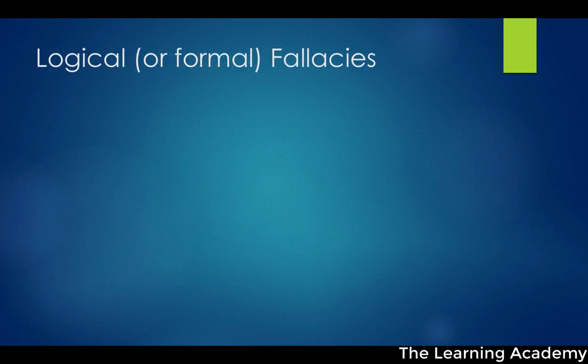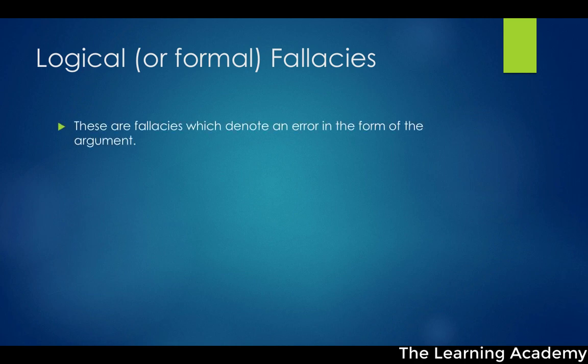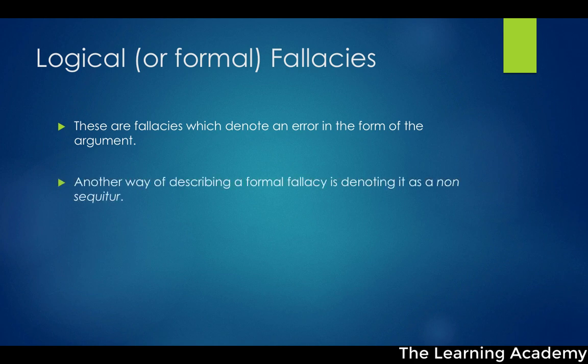So logical or formal fallacies, as we have talked about already, are fallacies which denote an error in the form of an argument. So an error in the structure of an argument. It's another way of describing what we call a non sequitur. We're going to look at formal fallacies for the rest of the lesson, but you'll notice that they relate to the structure of the argument, not necessarily whether or not the premises are true or false, but the way in which logically it is structured together. This is the difference between a logical fallacy and an informal fallacy.